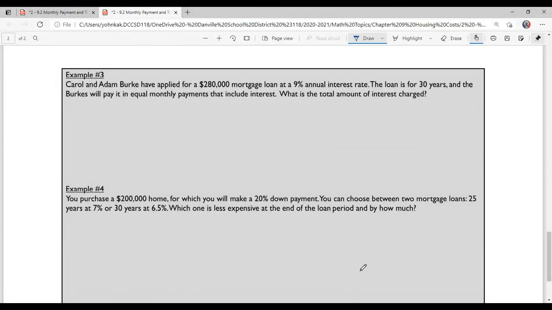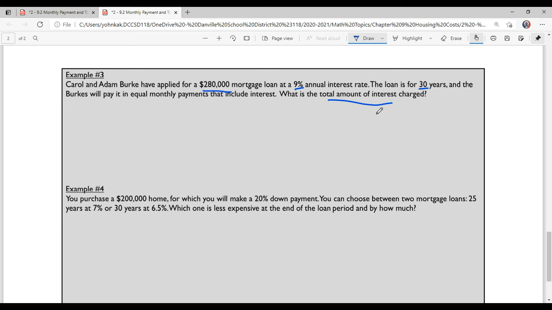All right, let's try number 3. Carol and Adam Burke have applied for a $280,000 mortgage loan at a 9% annual interest rate. The loan is for 30 years, and the Burks will pay it in equal monthly payments that include interest. What is the total amount of interest charged?